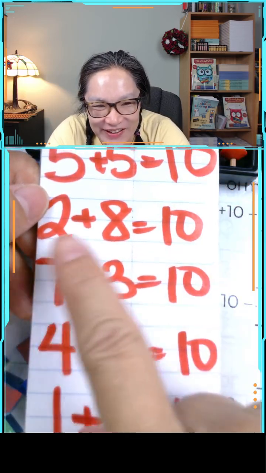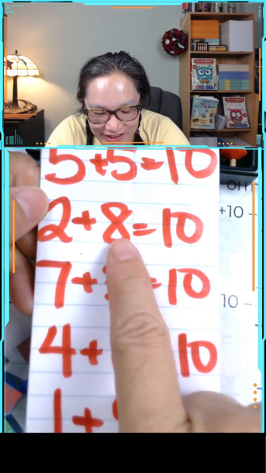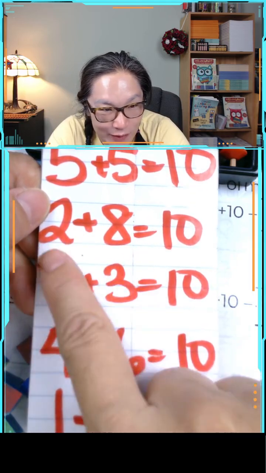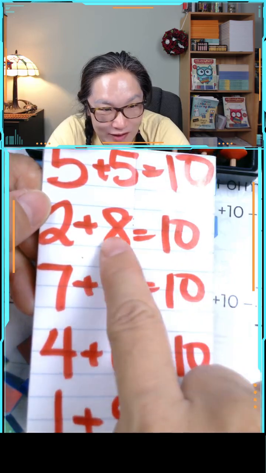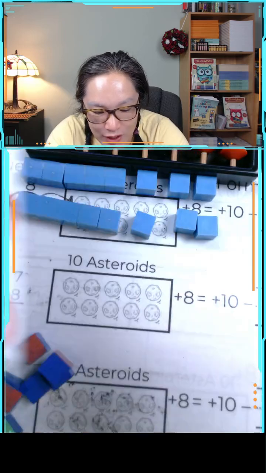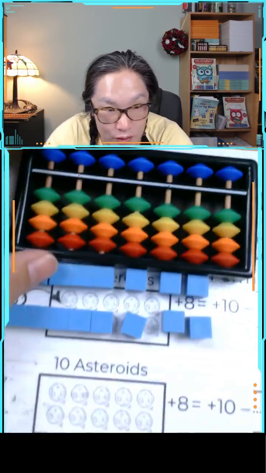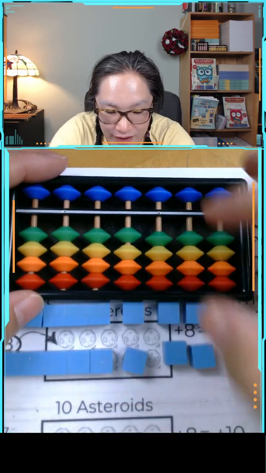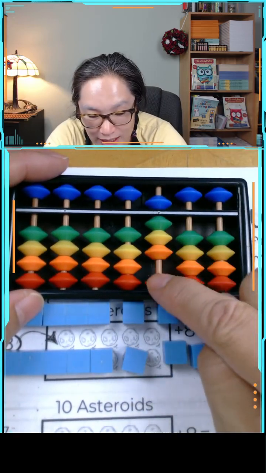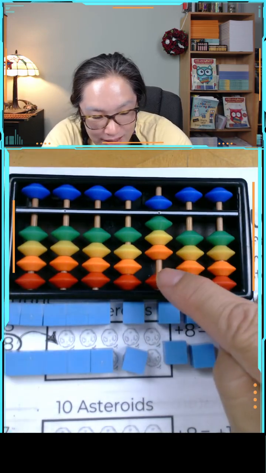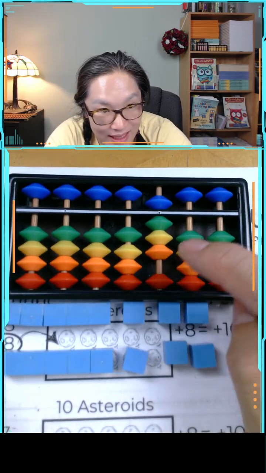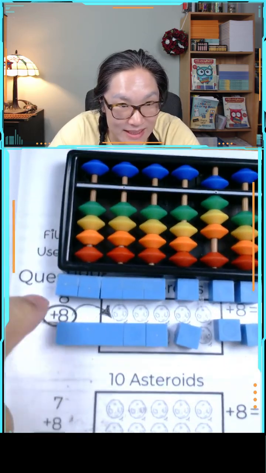Okay, so we know 8 plus 2 is equal to 10. We're going to make a 10, right? So here, we got to make a 10. We got to get the 2. The 2 has to come from somewhere. So if I have my abacus, I notice that if I have 8 on the abacus, I have no more room to add another 8. What do I do? I make my second 8 a 10. I have to make my second 8 a 10.